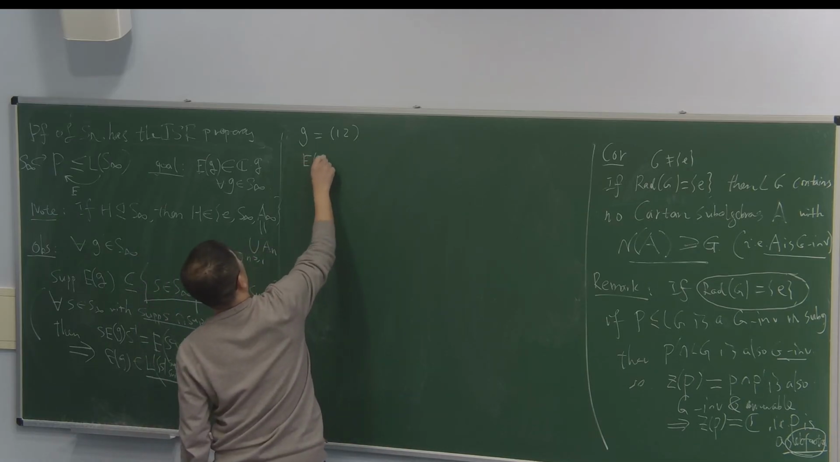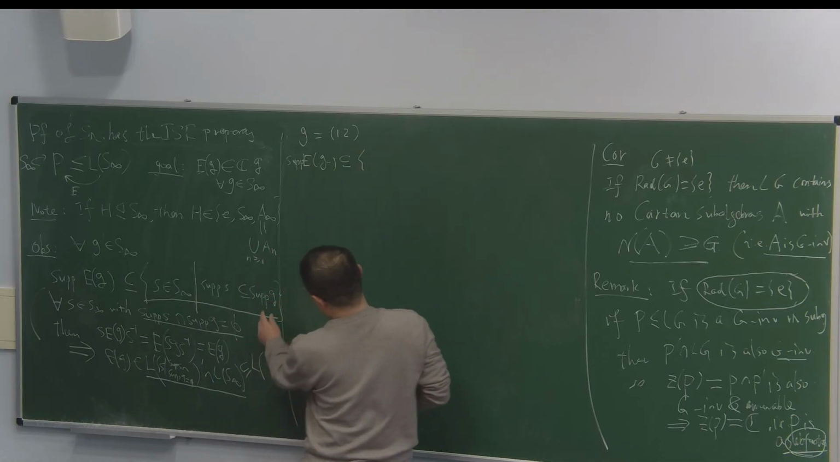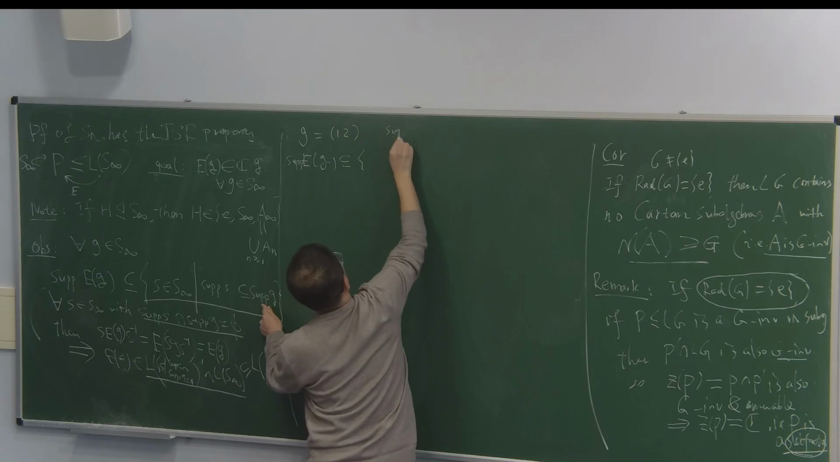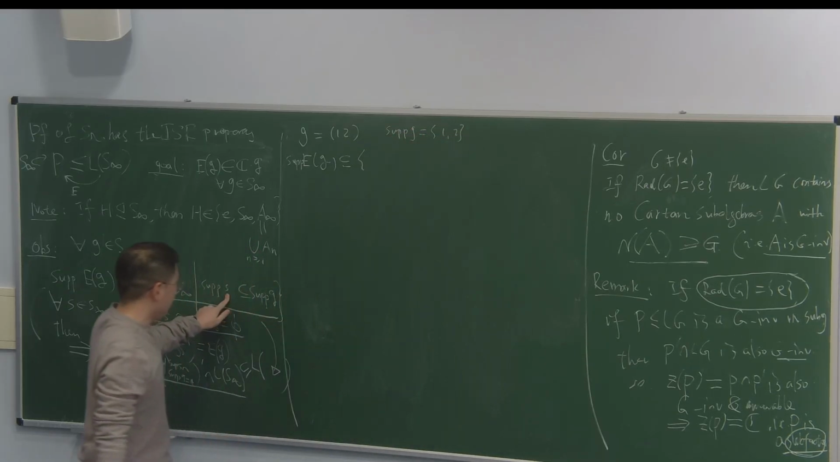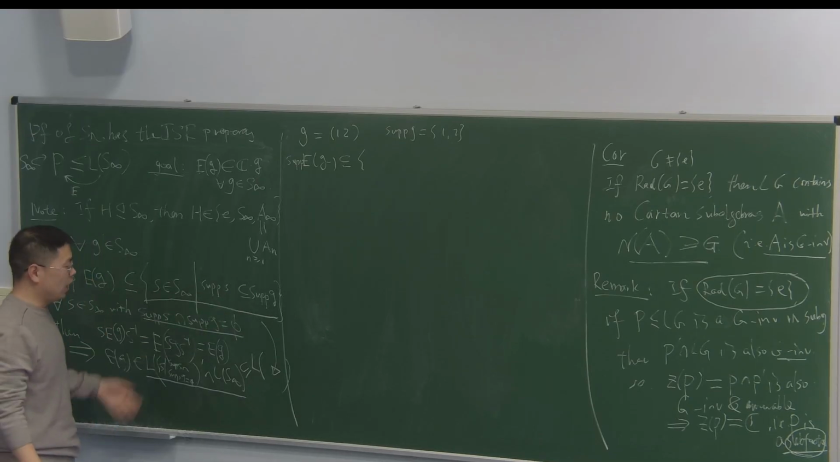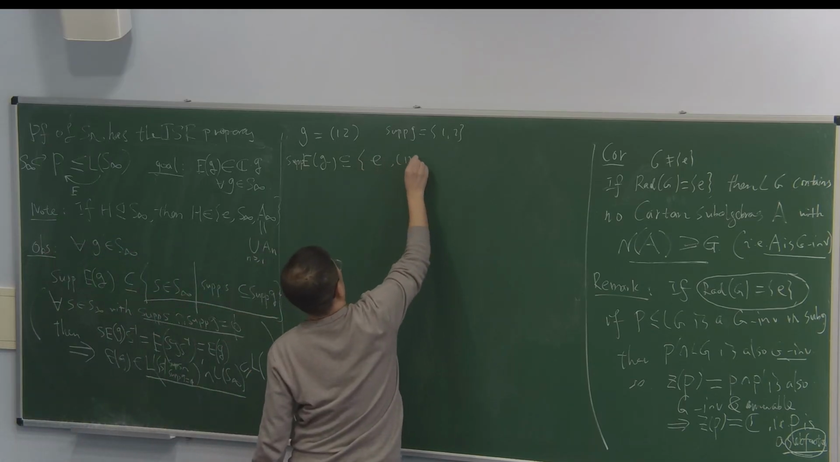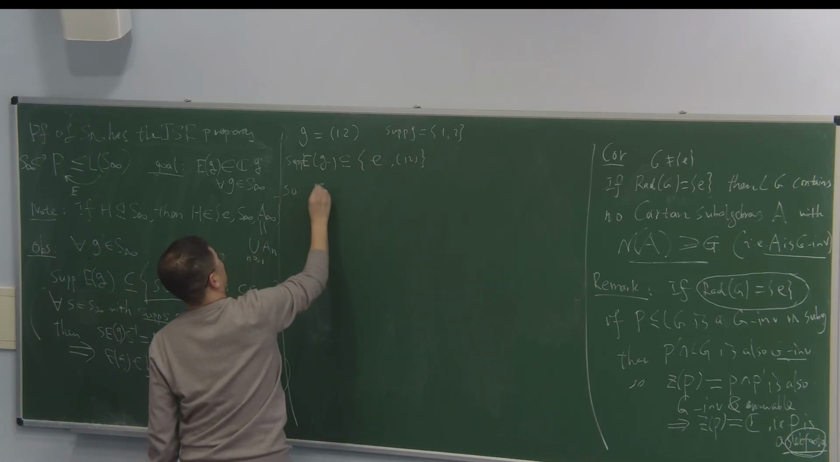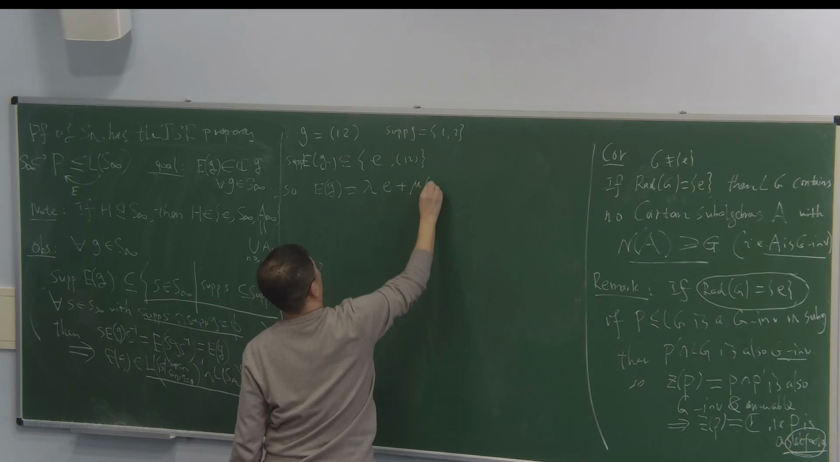Then we know the support of E(g) is contained in the support of g, which is actually just {1, 2}. So the support of S is contained in {1, 2}. So we have actually only 2 choices for S: it's the identity or just (1 2). So we may write the Fourier expansion as lambda times e plus mu times (1 2).